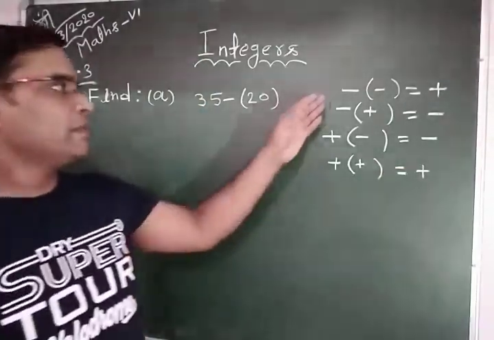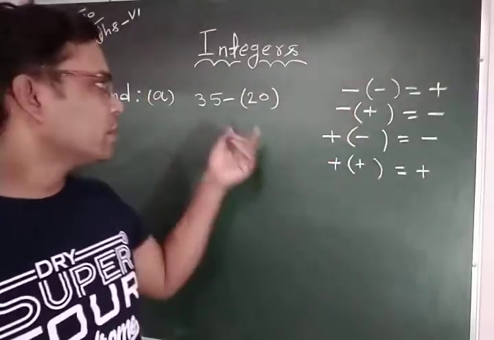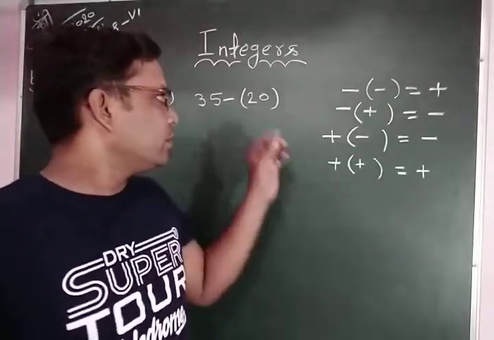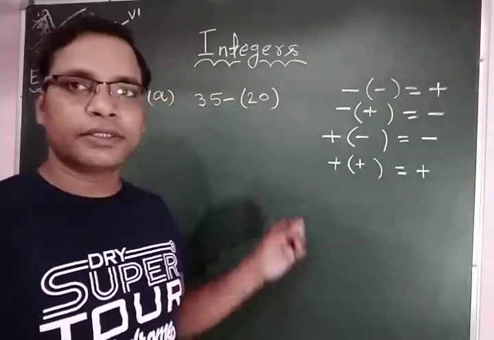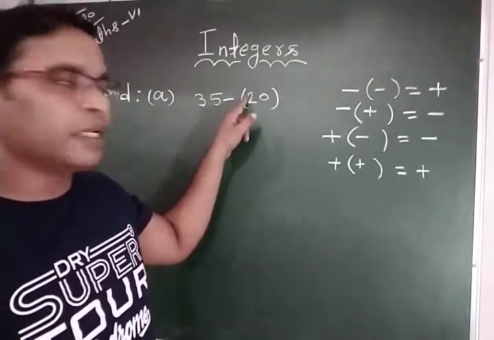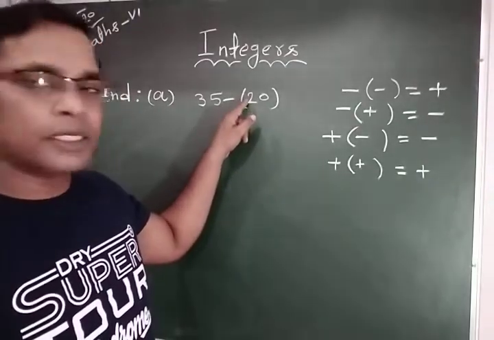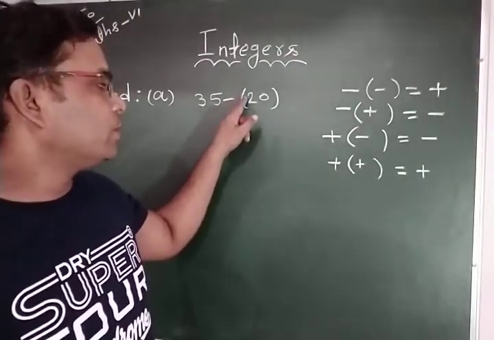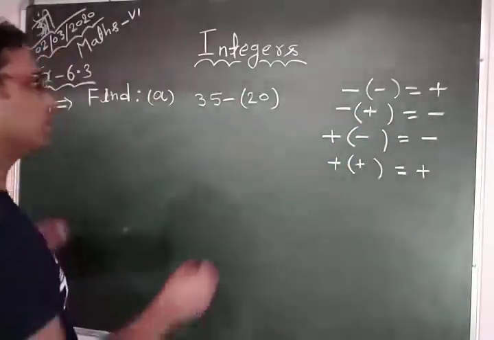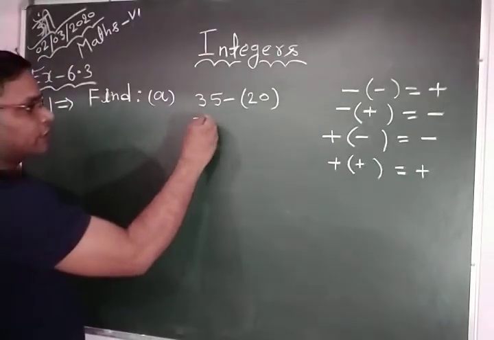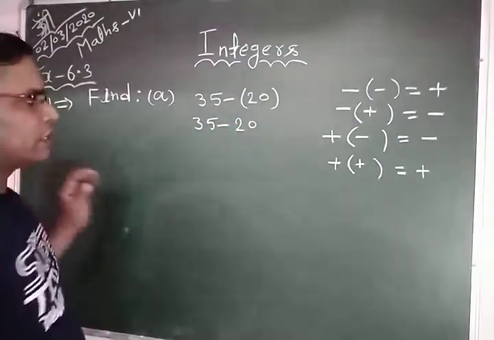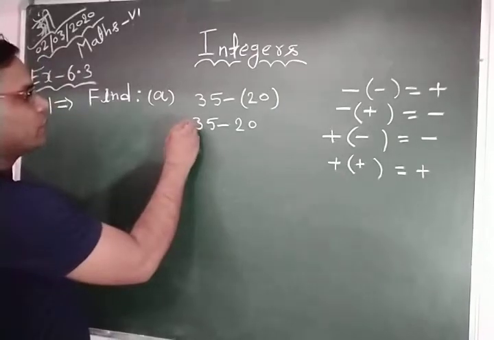Okay, so remember this and use it here. Minus inside a bracket is only 20, so the sign of 20 is plus. Here minus, here plus, so minus into plus is equal to minus. Okay, so 35 minus 20. So 35 minus 20 is equal to what?